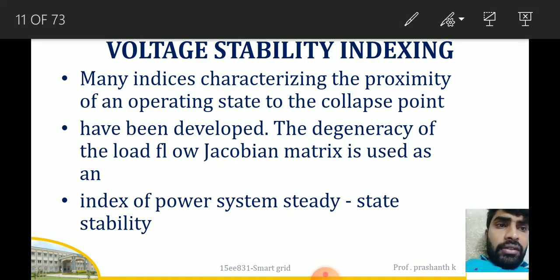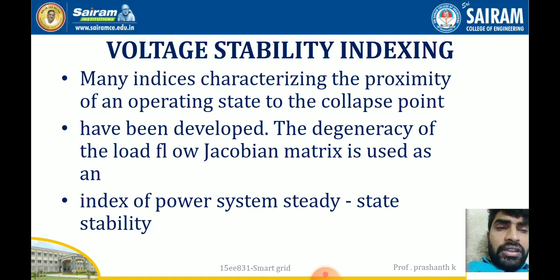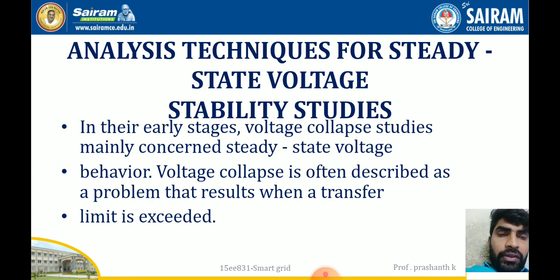Next we have voltage stability indexing. So many indices characterizing the proximity of an operating state to the collapse point have been developed. The degeneracy of the load flow Jacobian matrix is used for an index of power system steady state stability. So here we are going to use the Jacobian matrix for solving the problems, or the Jacobian matrix is for executing the overall system. So we are going to discuss that now. And analysis techniques for steady state voltage stability studies.